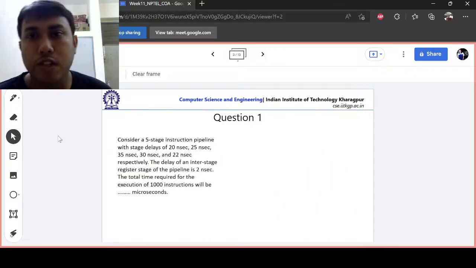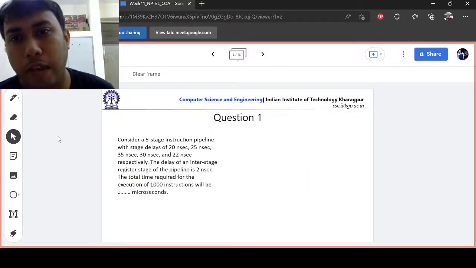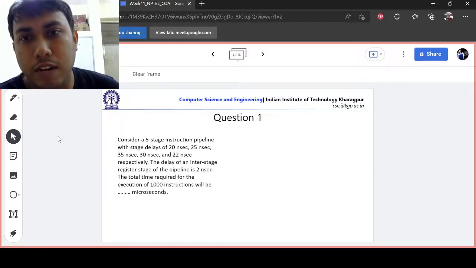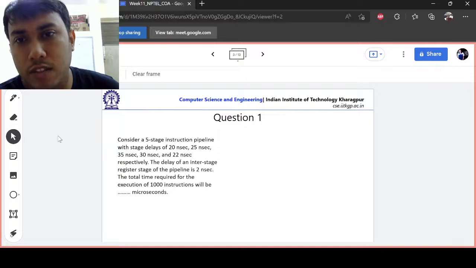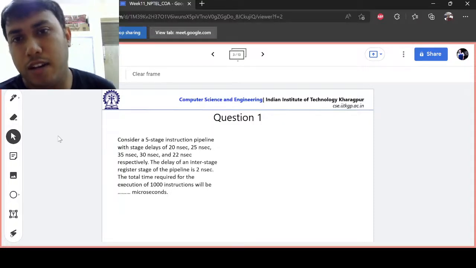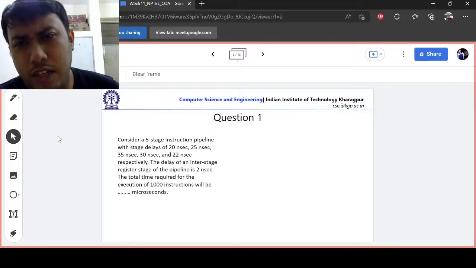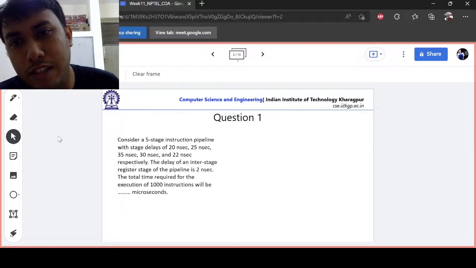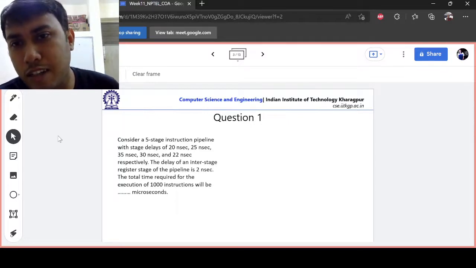First question is, consider a five-stage instruction pipeline with stage delays of 20 nanoseconds, 25 nanoseconds, 35 nanoseconds, 30 nanoseconds, and 22 nanoseconds respectively. The delay of the interstage register of the pipeline is 2 nanoseconds. The total time required for the execution of 100,000 instructions will be.